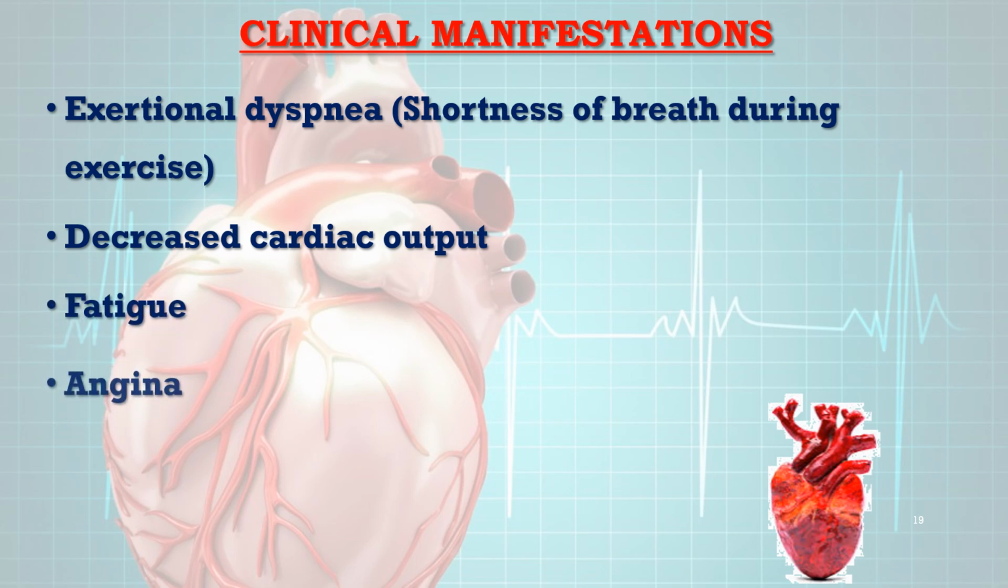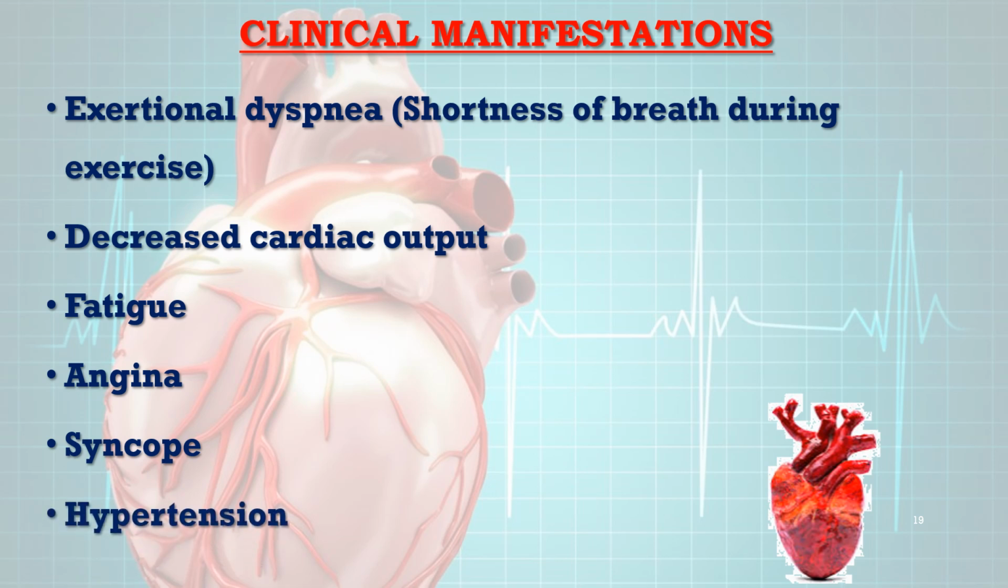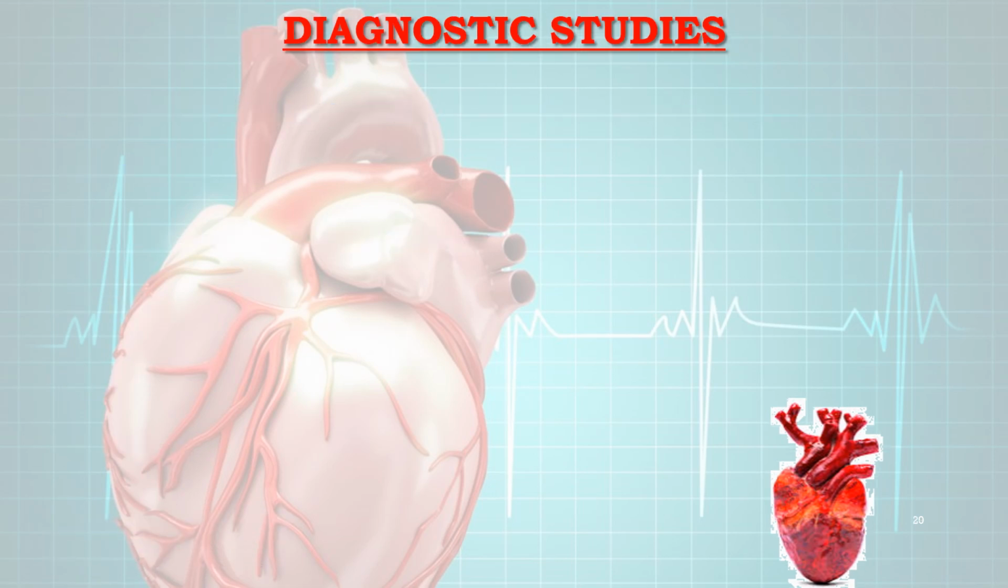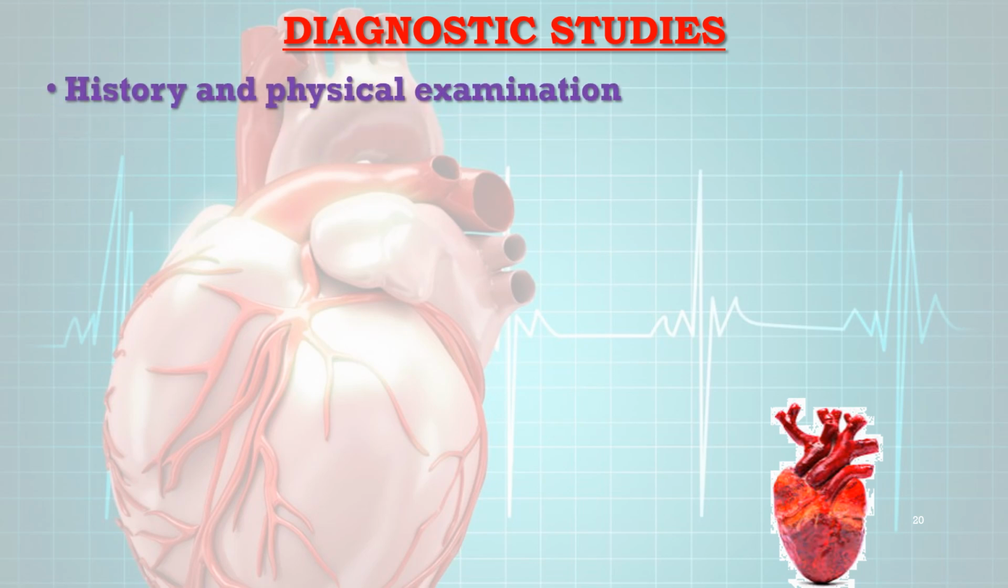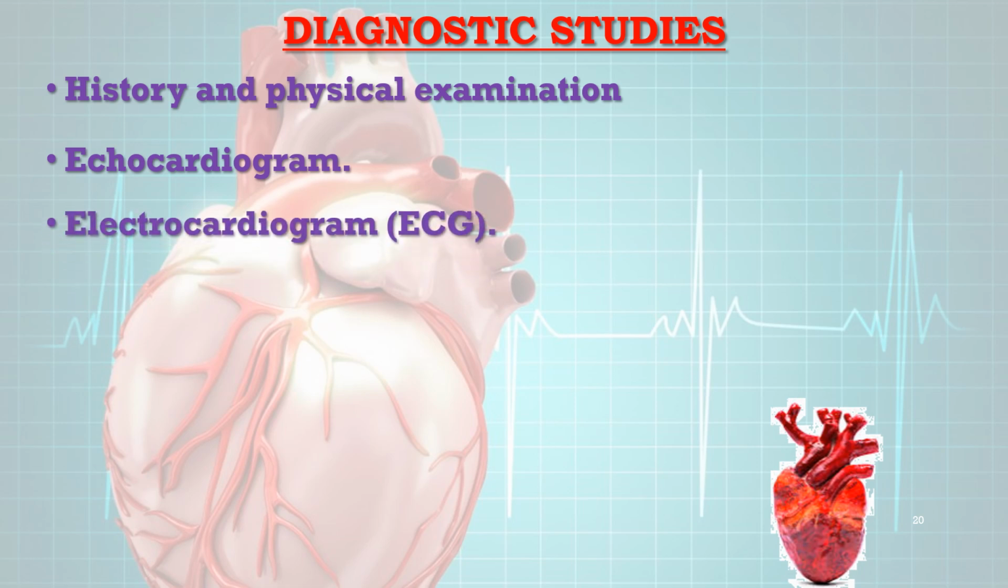Then fatigue, angina, which is because of decreased cardiac output and decreased coronary perfusion that leads to anaerobic glycolysis and lactic acid secretion, which is the reason for the angina. Then syncope and hypertension. Then the diagnostic studies are history and physical examination, echocardiogram. In echocardiogram we can assess the ejection fraction. Similarly we can assess the myocardial activity. Then we can find the valvular activities and all things in the echocardiogram. Then electrocardiogram, ECG also shows abnormal electrical rhythm as well as any arrhythmias.